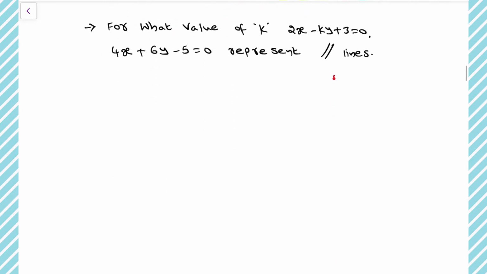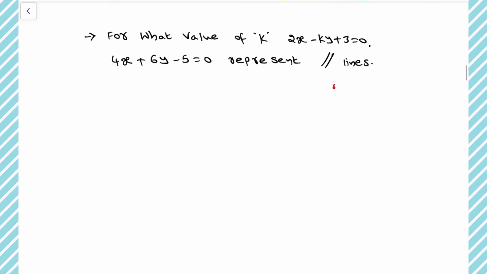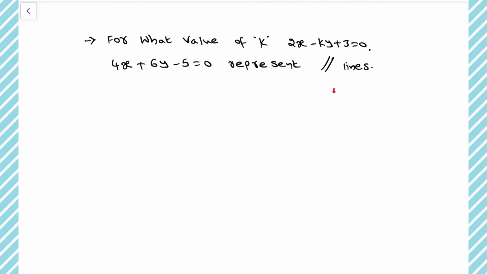Next, for what value of k do 2x minus ky plus 3 equals 0 and 4x plus 6y minus 5 equals 0 represent parallel lines? So first of all, what is the condition for parallel lines?